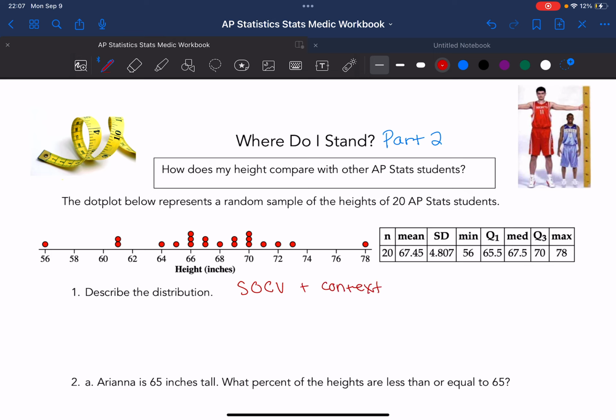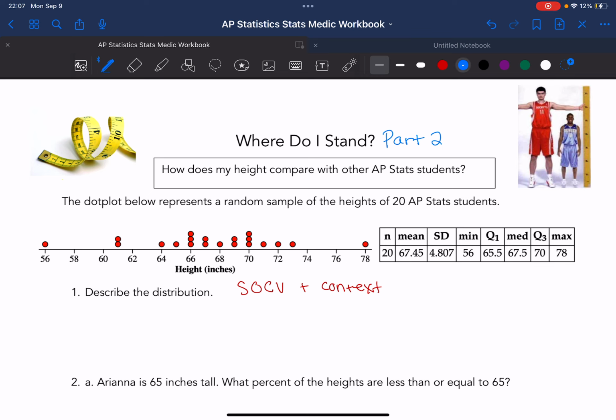Okay, remember S is our shape, O is the outliers, C is the center, so like the mean, and V is the variability, so the standard deviation. And then context is just making sure that we are phrasing our distribution in relation to what the problem is representing. So describe the distribution.